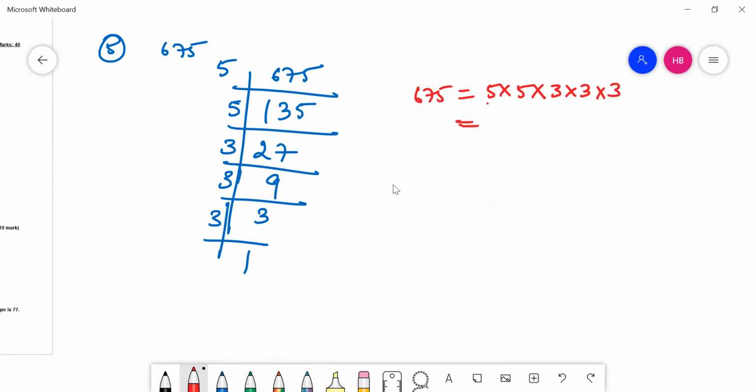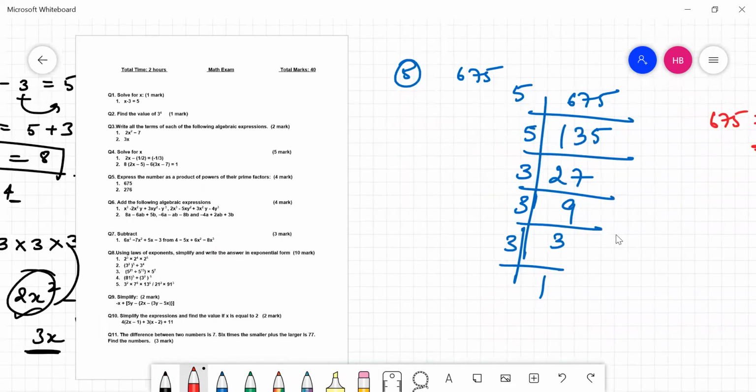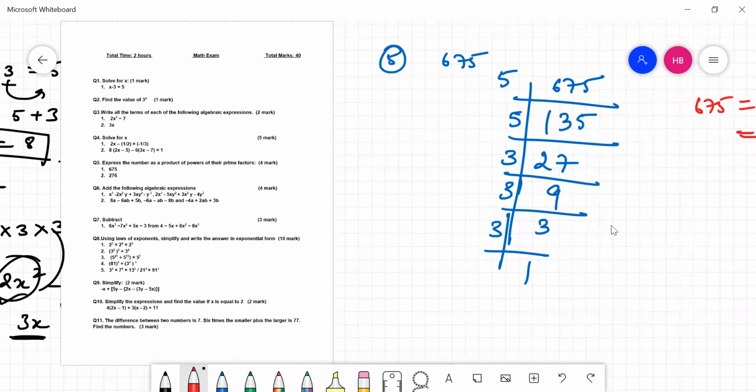How many times am I multiplying 5? 2 times. So the power will be 2. How many times am I multiplying 3? 3 times. So the power will be 3. So finally my answer is 5 square into 3 cube. Let's look at the second question.